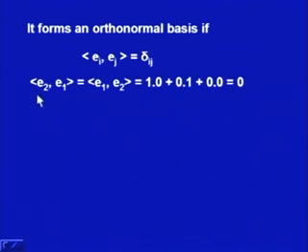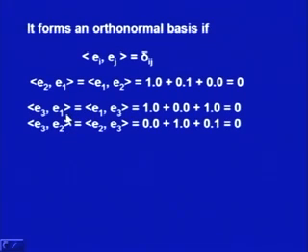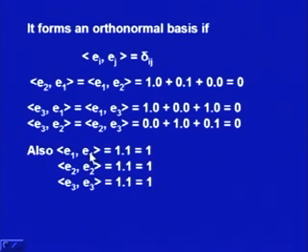You can check it for each pair. E2 and E1, or E1 and E2, is equal to 1 multiplied by 0 plus 0 multiplied by 1 plus 0 multiplied by 0, that is 0. Similarly, the inner product of E1 and E3 is also 0, and the inner product of E3 and E2 is the same as the inner product of E2 and E3, which also comes out to be 0. Further, the norm of E1 is the inner product of E1 with E1, which is 1 multiplied by 1, that comes out to be 1. Similarly, the norm of E2 is also 1, and the norm of E3 is equal to 1. So we have shown that E1, E2, E3 form a basis, they form orthogonal pairs, and each vector is of norm 1. So this basis is an orthonormal basis.